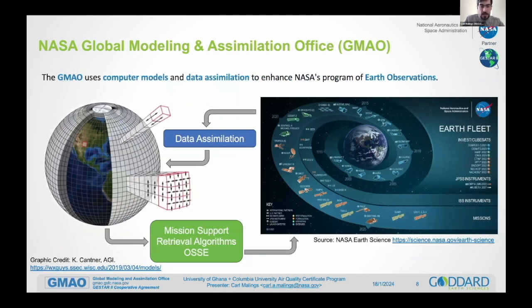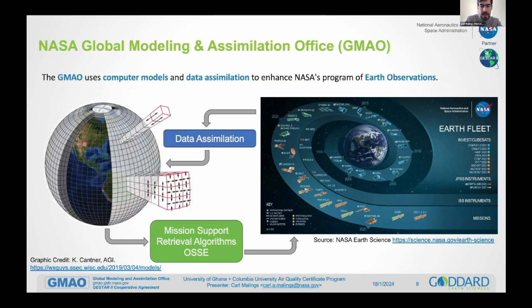And then the last bit I'll talk about is models of the Earth system. Where I specifically sit within NASA is called the Global Modeling and Assimilation Office, or GMAO. And the purpose of the GMAO is to use computer models of the Earth system together with data assimilation techniques to enhance and support NASA's program of Earth observations.